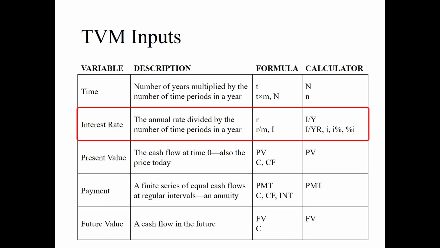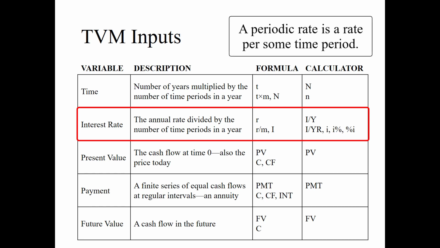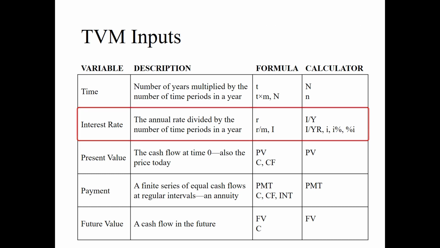The second variable that we see here is our interest rate, and it's going to be some annual rate divided by the number of time periods in a year. And that's going to give us what we call a periodic rate, or a rate per some time period. In our formula, it's usually going to be denoted as an R. In some cases, it might be R divided by M, again, where M is the number of compounding periods per year, or it also might be listed as I. On our calculator, in many cases, it's I divided by Y, but you also might see those other options depending on the calculator that you use.